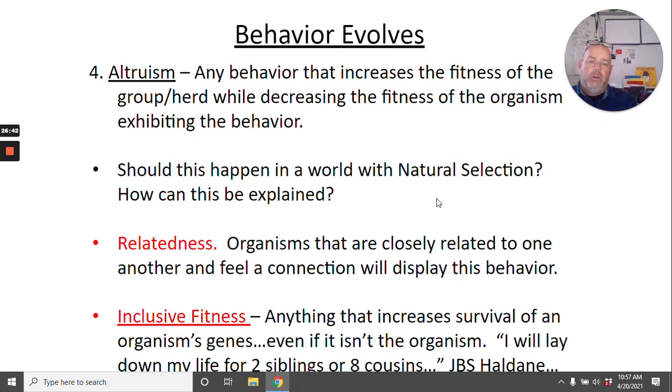Relatedness. This altruistic behavior is shown way more in organisms that feel connected, right? Organisms that live in families, they live in groups. And this quote down here at the bottom is just kind of funny. Anything that increases survival of an organism's genes, even if it isn't the organism. That's what we're talking about with inclusive fitness. And then here's the quote: I will lay down my life for 2 siblings or 8 cousins, because genetically, allele wise, it works out to be about the same. Whether it's 2 siblings or 8 cousins, they will get to pass on those traits.